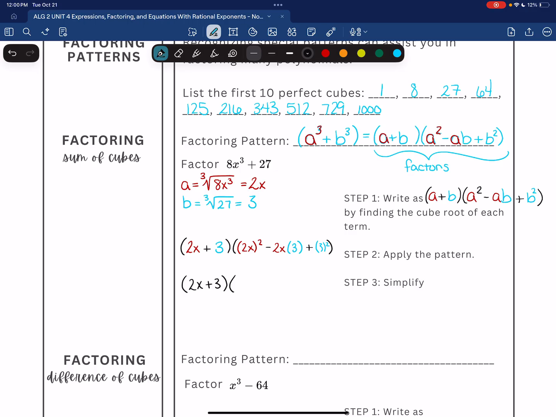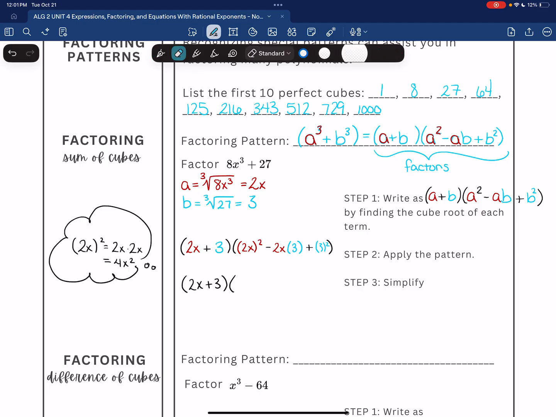But when you take 2x and square that, remember, to square something means to multiply it by itself. So that's actually 4x squared. So be aware of simplifying correctly there. It would be 4x squared. Then minus the 2x times 3 is going to result in 6x. And then plus 9. That is our sum of cubes fully factored.